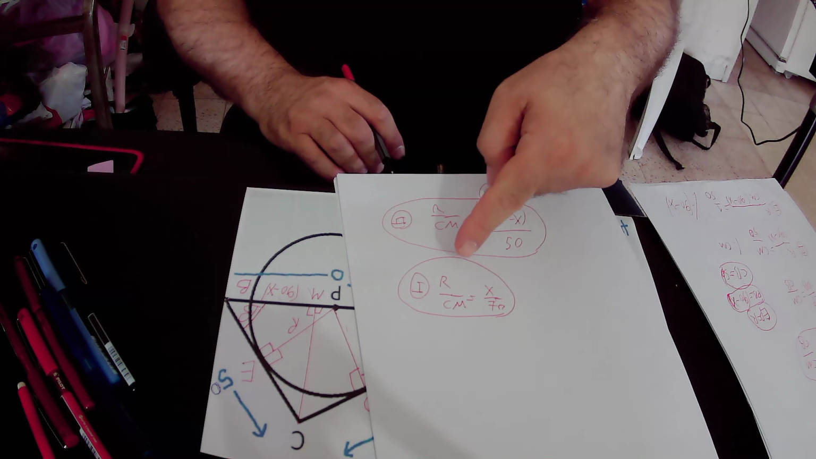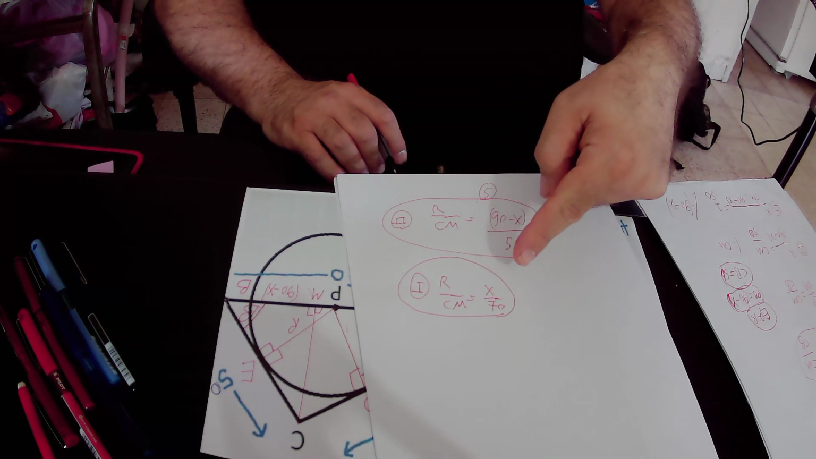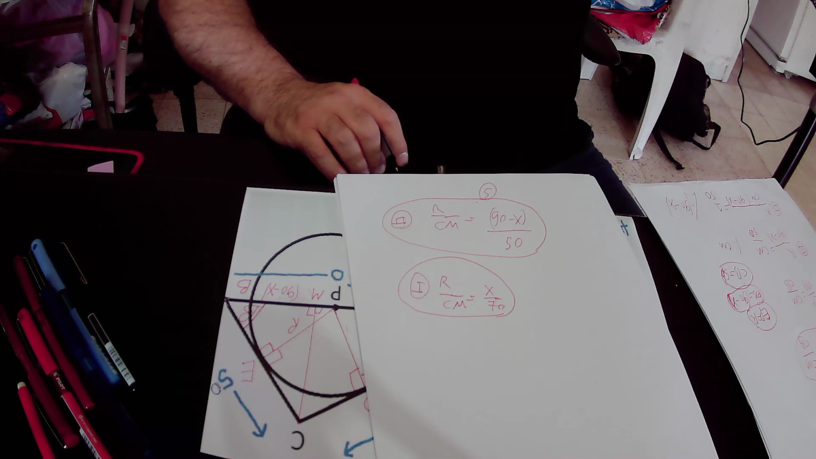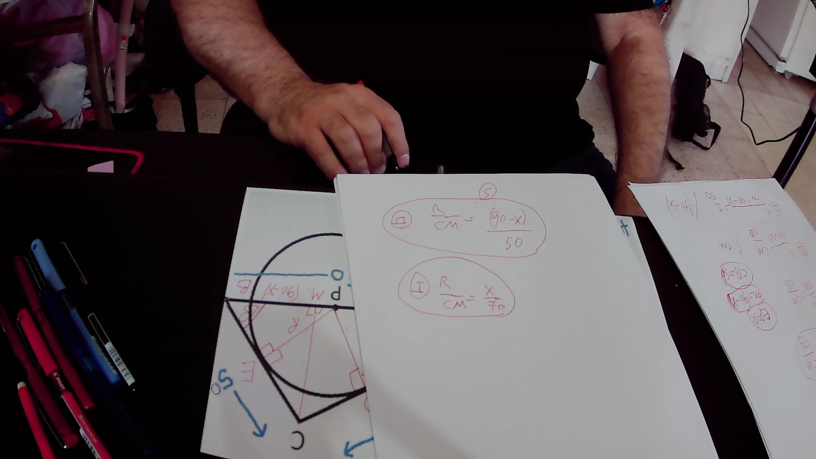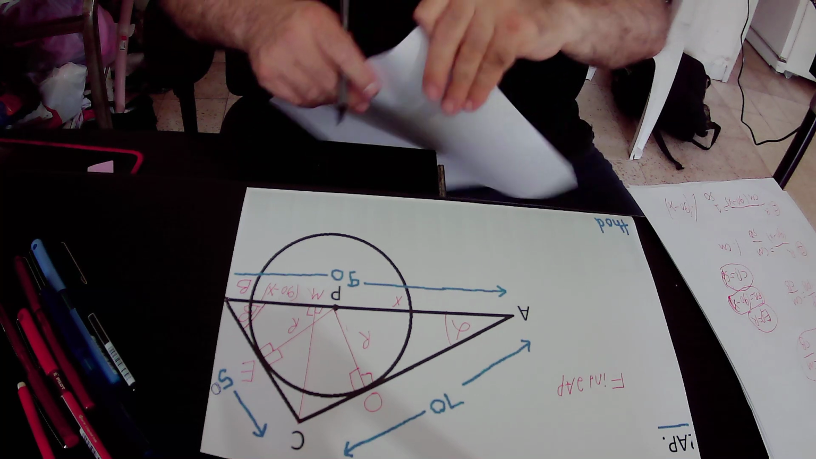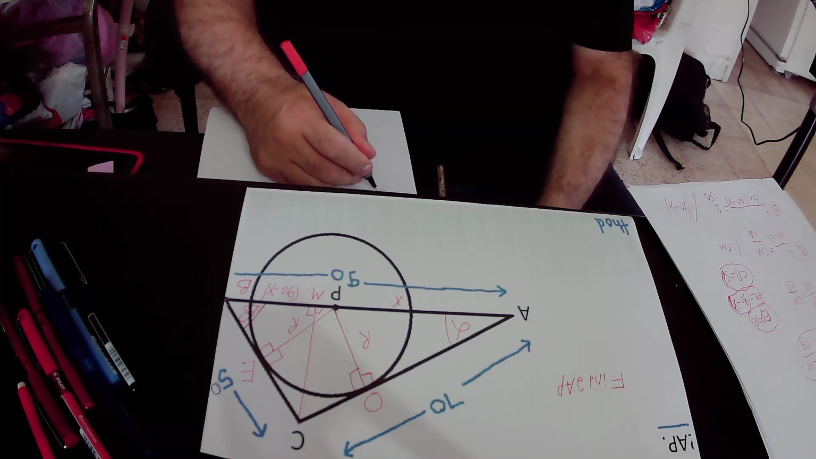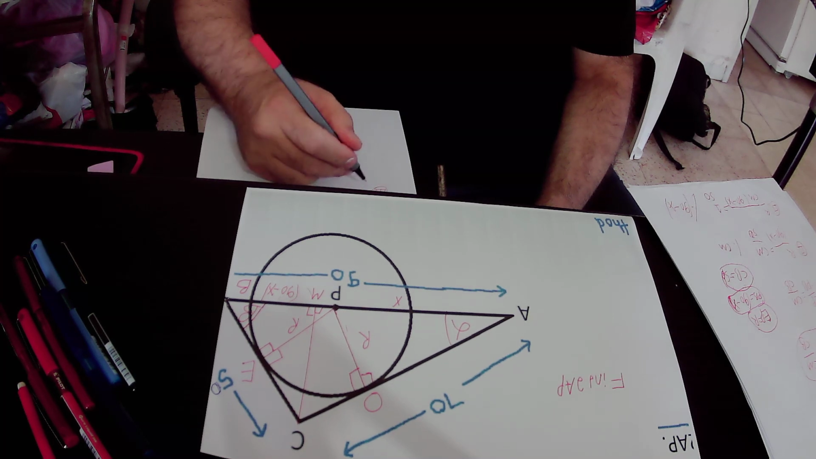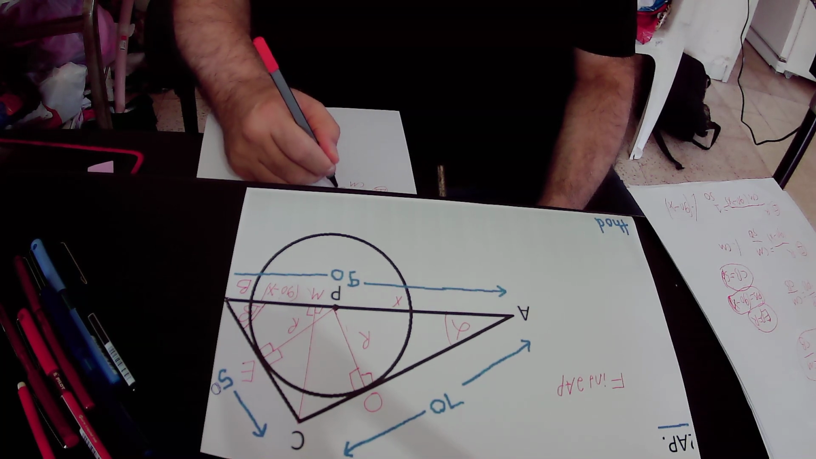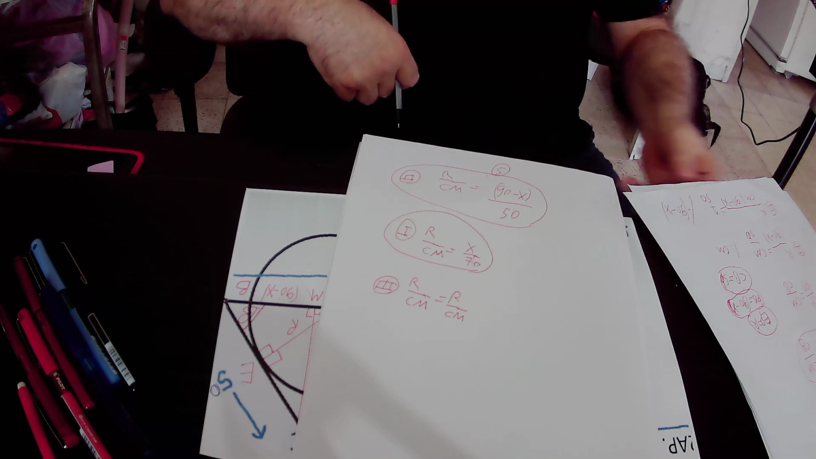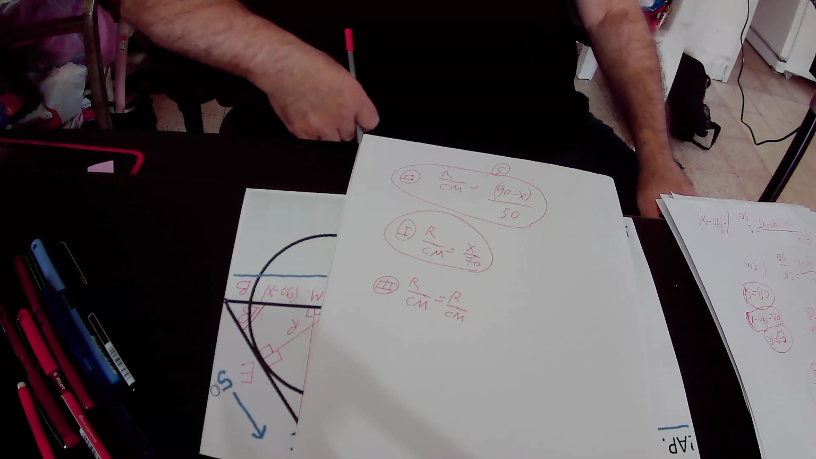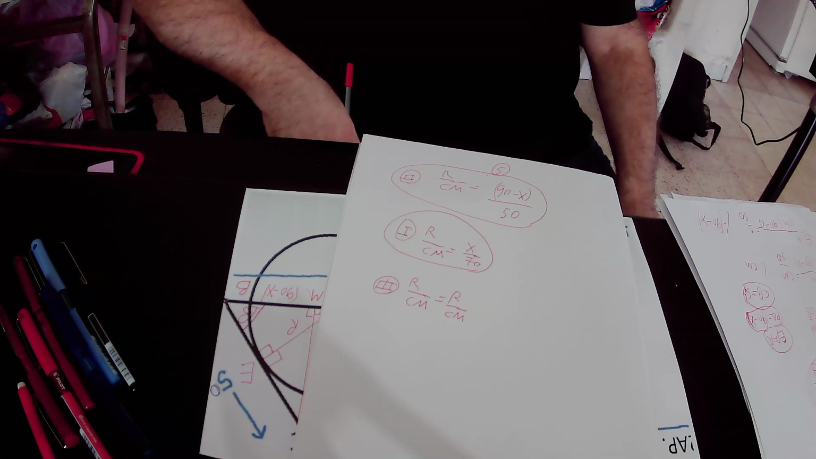So this is the first equation, that R over Cm equals x over 70, and we create the third equation that states that R over Cm equals R over Cm.